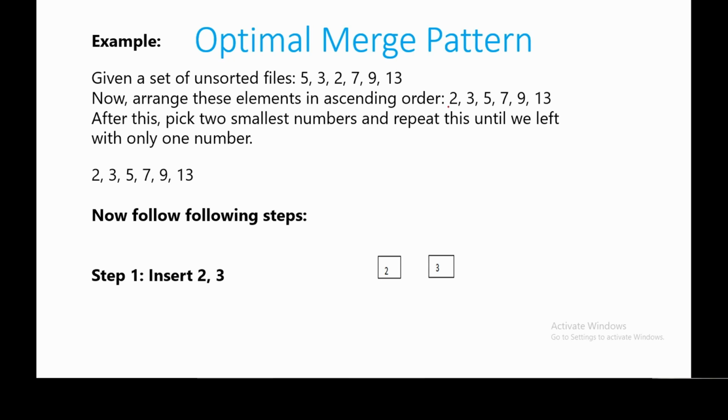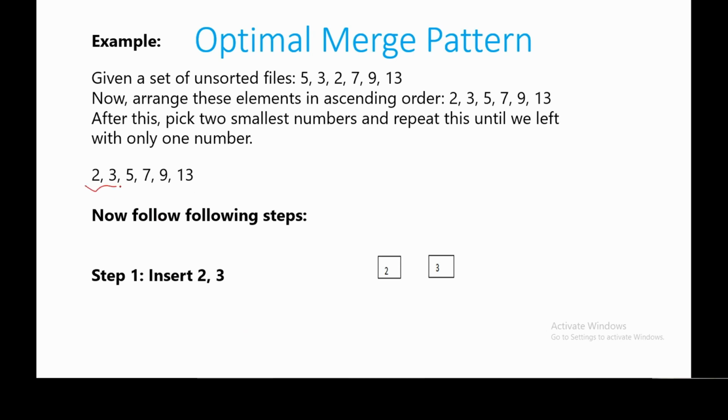Now we need to arrange these elements in the ascending order. अब इनको हम ascending order में arrange करेंगे. Why are we arranging them in the ascending order? Because every time we will select the two smallest files from the list. So in the first iteration, we will select 2 and 3, the minimum elements to merge. Okay, so here is the list in sorted form from left to right. Now we need to follow the steps.